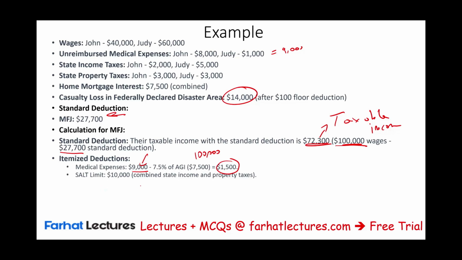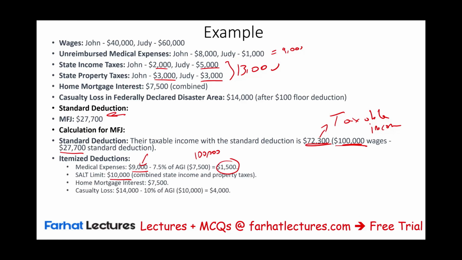State and local income taxes. Obviously, if we look at state and local income taxes altogether, 2 plus 5 is 7, plus 3 is 10, plus 3 is 13. Remember 13, but there's a limit of 10,000. Therefore, they can take 10,000. Home mortgage, 7,500. Casualty and theft losses, they have 14,000. You can only take the amount that's above 10% of adjusted gross income. Their wages are 100,000, so 10% of adjusted gross income is 10,000. 14,000 is 4,000 more than 10,000. They can take this 4,000.